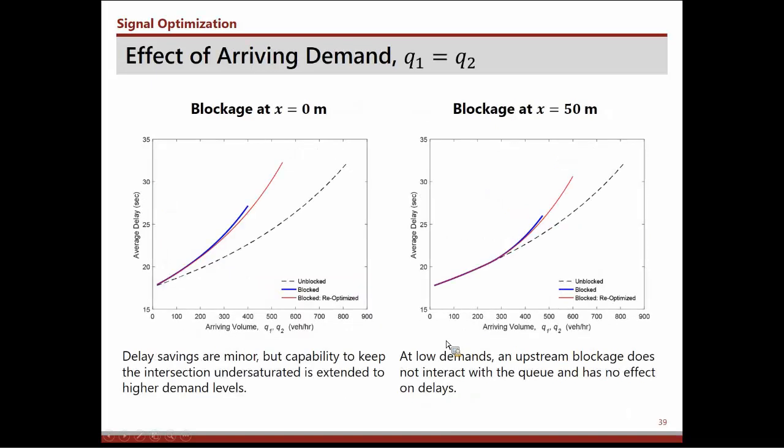And we can also look at the effect, just sort of turning this around. If we fix the location of the blockage and then just quantify the arriving volume, the points where the lines stop represent the capacity of the intersection. So when a vehicle stops to make a delivery, it reduces the capacity of the intersection, and by re-optimizing signals, you can increase that capacity somewhat.